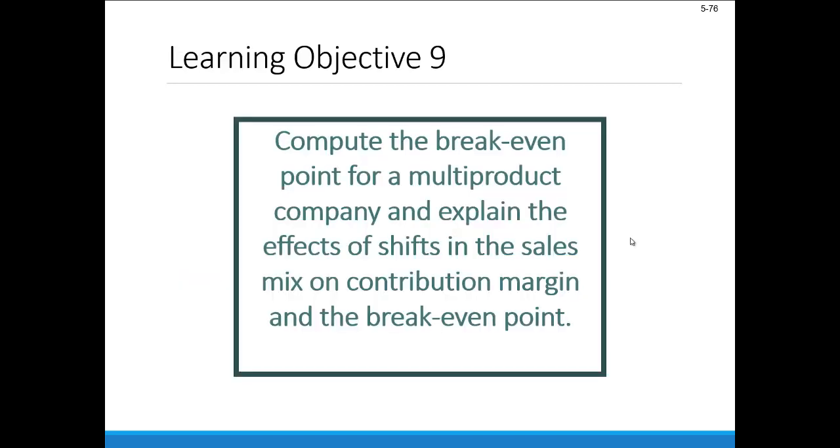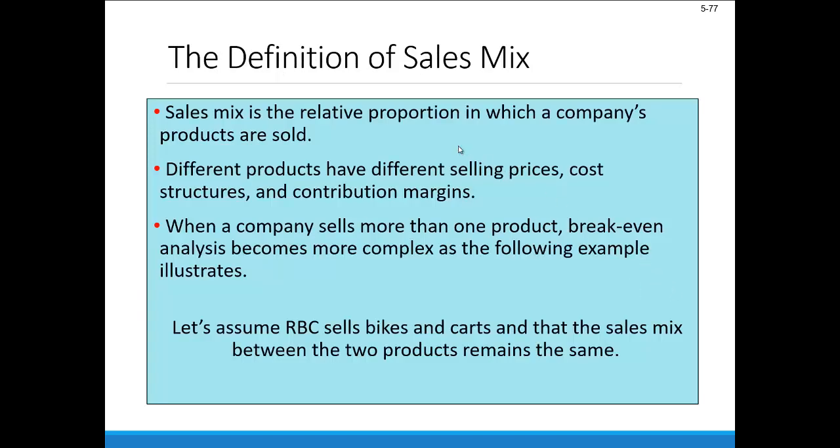And that brings us to our last learning objective for Chapter 5: to compute the break-even point for a multi-product company and explain the effects of shifts in the sales mix on contribution margin and break-even. So we talked about this in a previous video. Sales mix is just the relative proportion in which a company's products are sold. So maybe that's 60% product A and 40% product B, 70-30, 80-20, whatever.